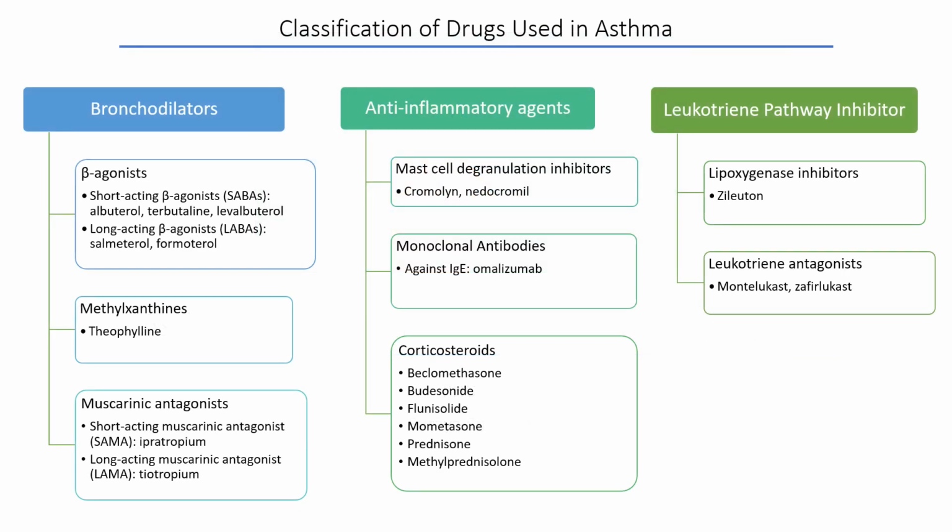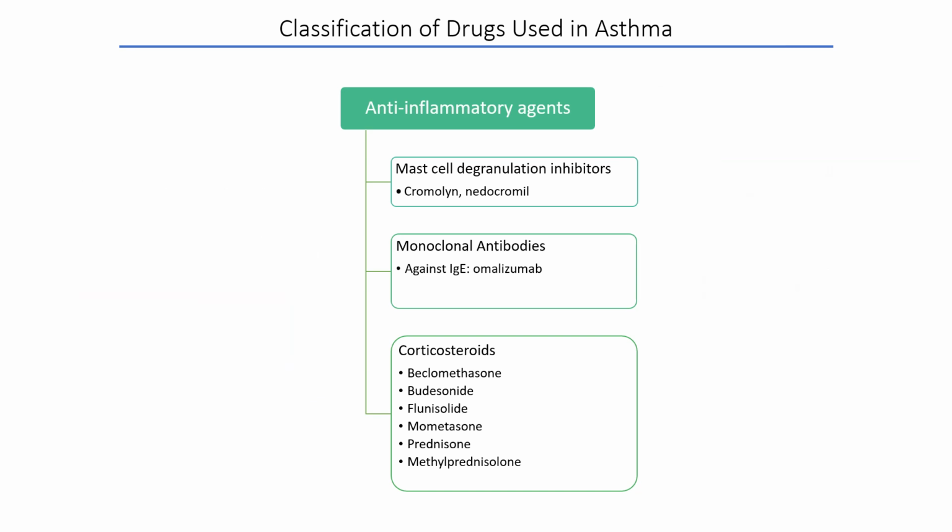When we talk about drugs used in asthma, essentially we have lots of choices. We have the bronchodilators, the anti-inflammatory agents, and the leukotriene pathway inhibitors. We have a choice of a number of anti-inflammatory agents, including the mast cell release inhibitors, antibody-based therapy, and of course steroids. And in this video, we are going to go over each of the different groups of anti-inflammatory agents used in asthma.